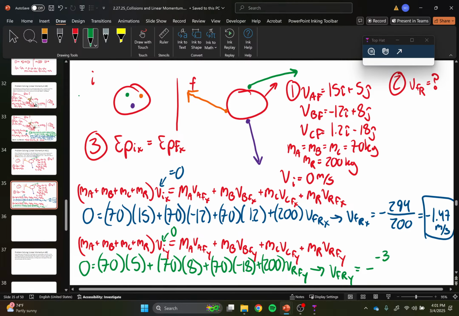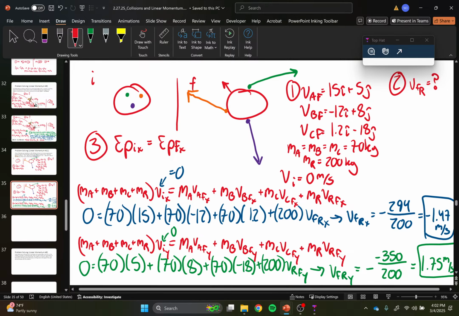Negative, so this gets a negative 350 over 200. Again, if you're like, where are these negative signs coming from? Just try this on your own, going through it, and you'll see. And you get positive 1.75 meters per second. Great. So long story short, which way should my rock actually go? My rock should go up and to the left. You can fix your picture after if you want.